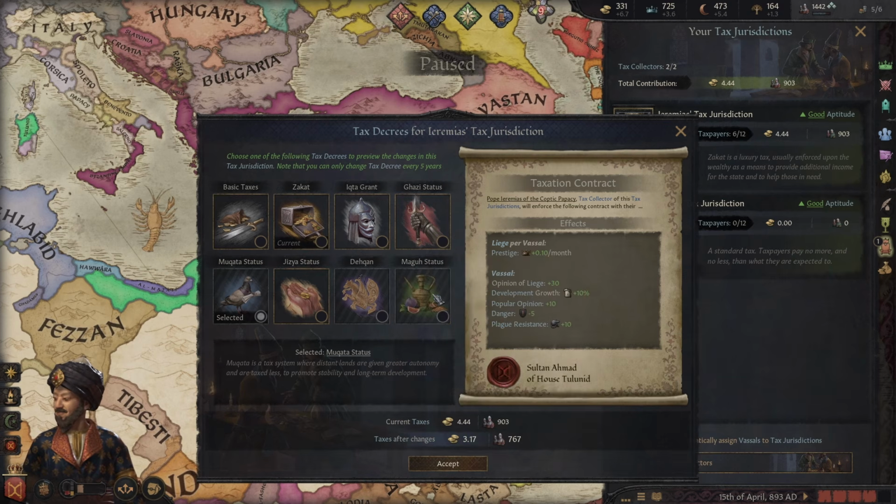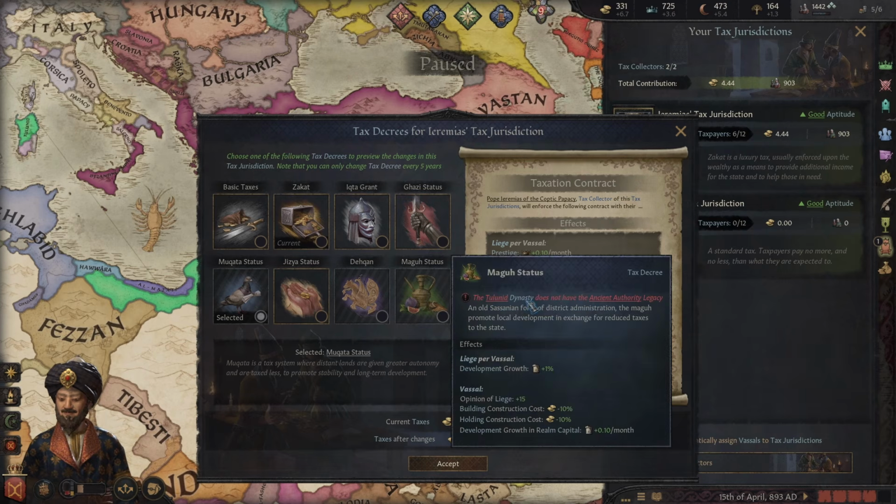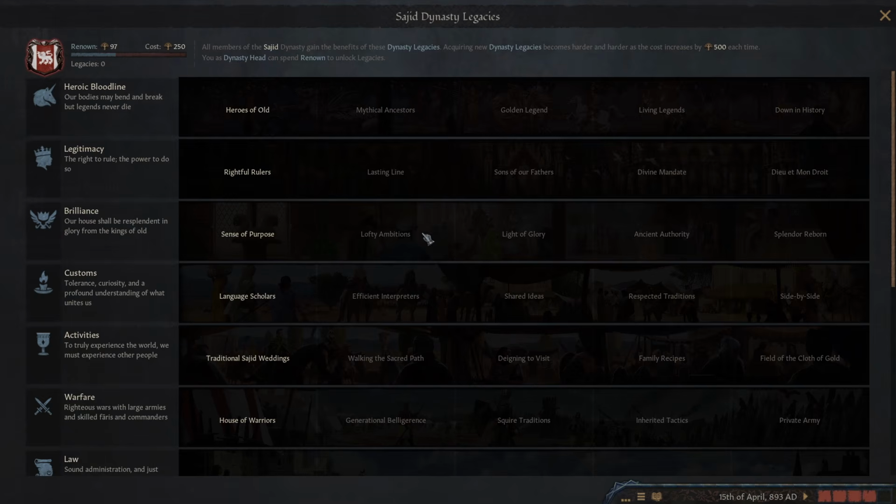And finally, Magu. It basically boosts development for you and your subjects, and it gives them 15 opinion of you. You can only take it if you have the level 4 Brilliance Dynasty Legacy, and the Brilliance Dynasty Legacy is only available to characters with Iranian heritage.